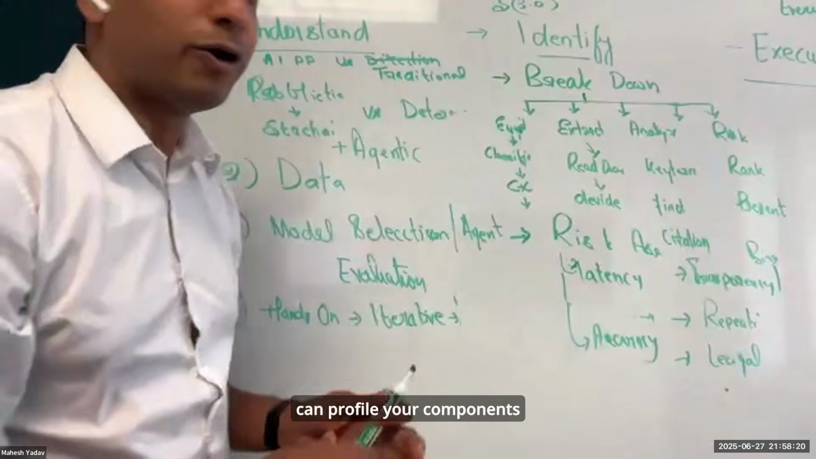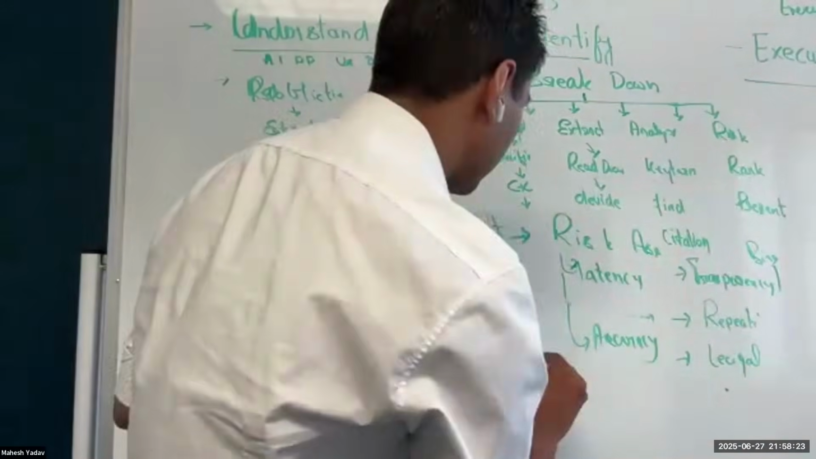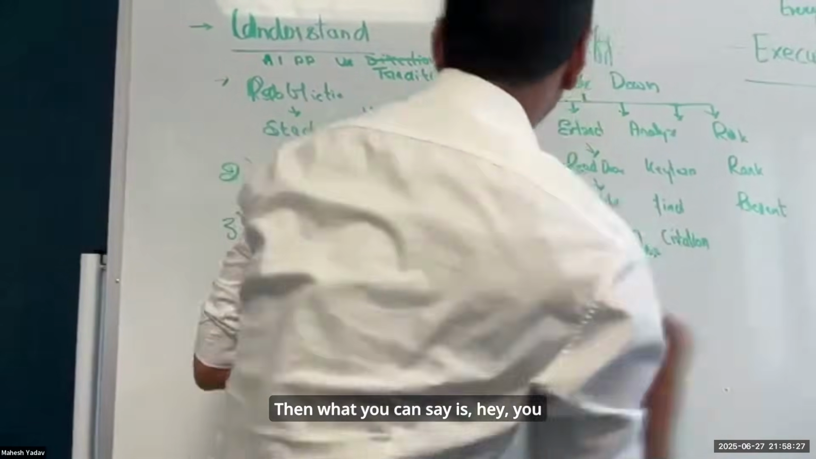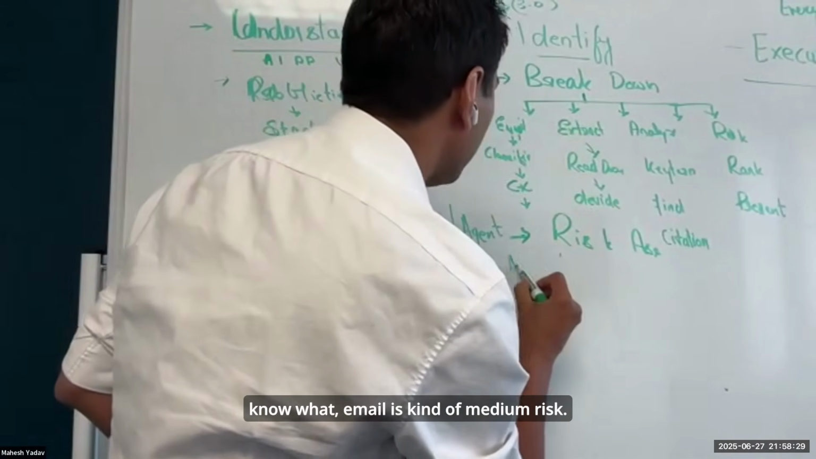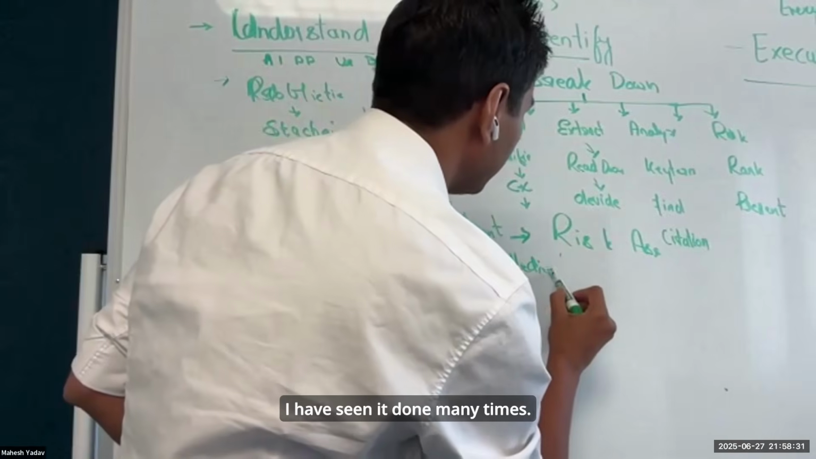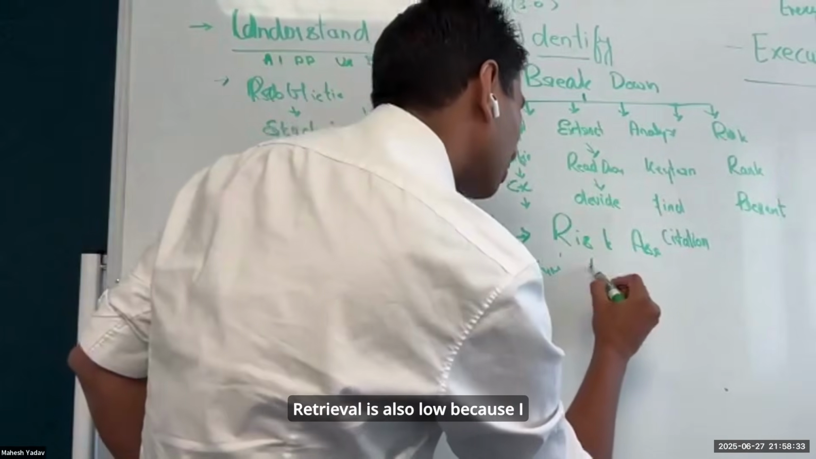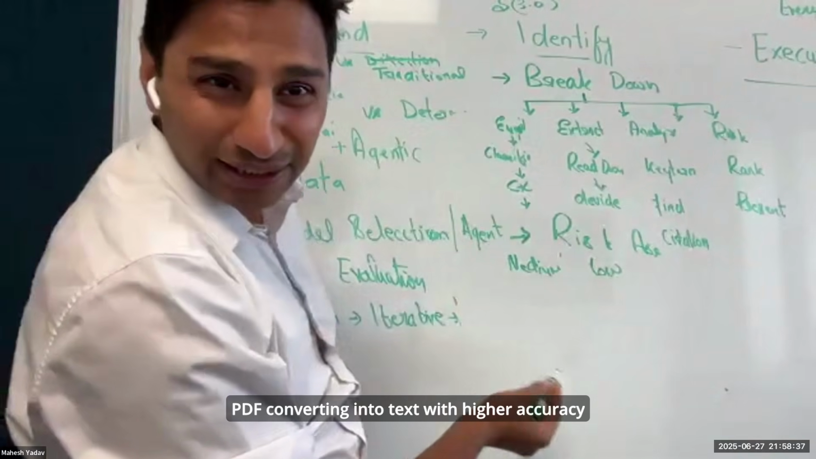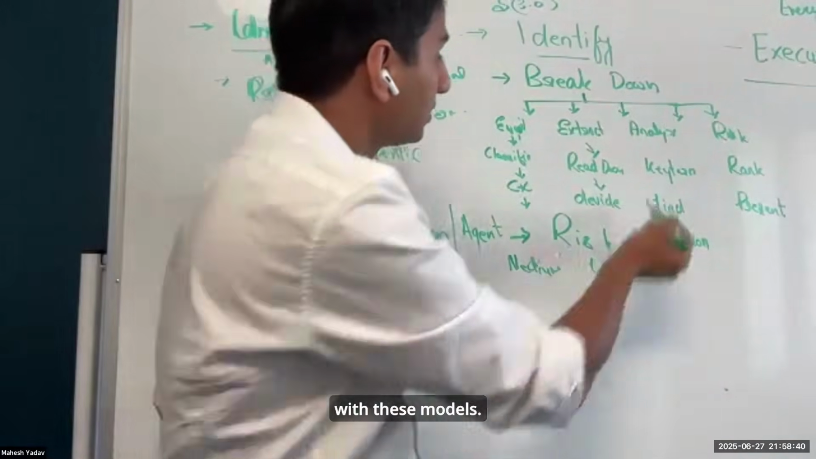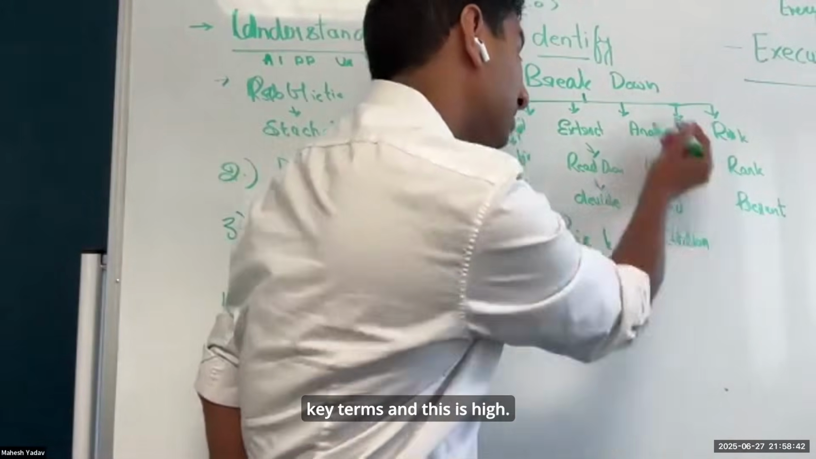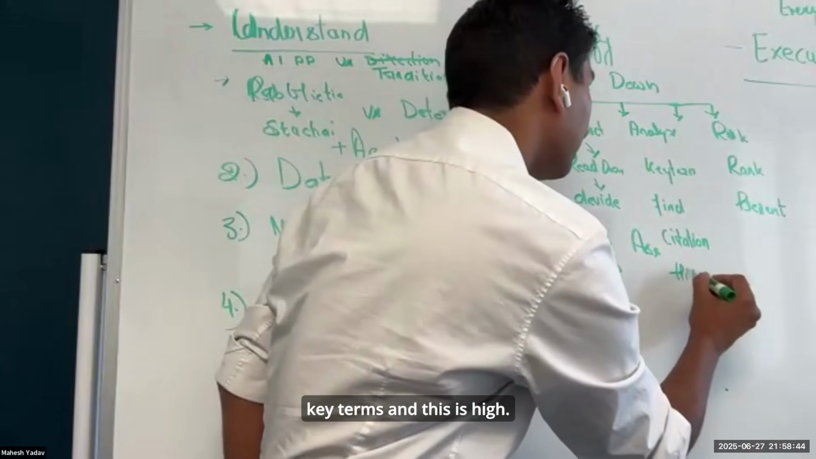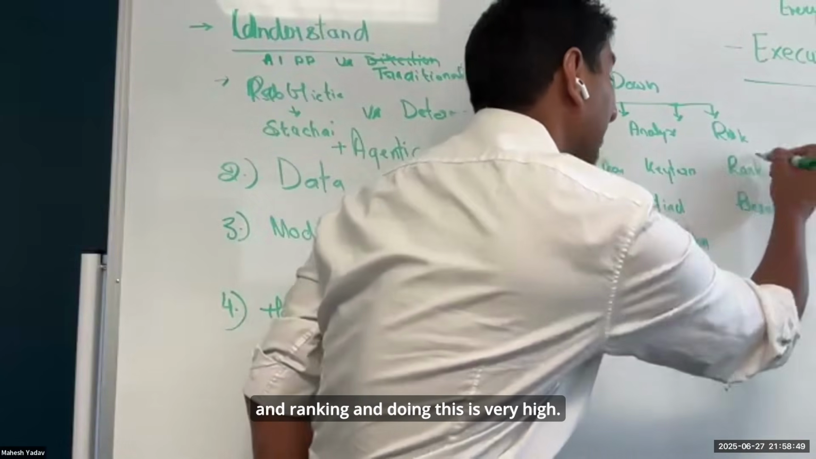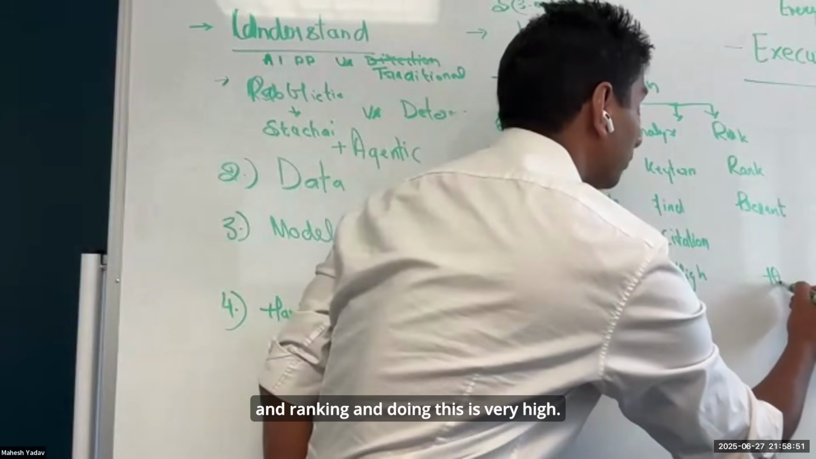Once you have done that, you can profile your components into different risk profiles. Then what you can say is, hey, you know what? Email is kind of medium risk. I have seen it done many times. Retrieval is also low because I have seen contracts, PDFs converting into text with higher accuracy with these models. Analysis, getting the key terms, is high. And actually finding all the risks, ranking them and doing this is very high.